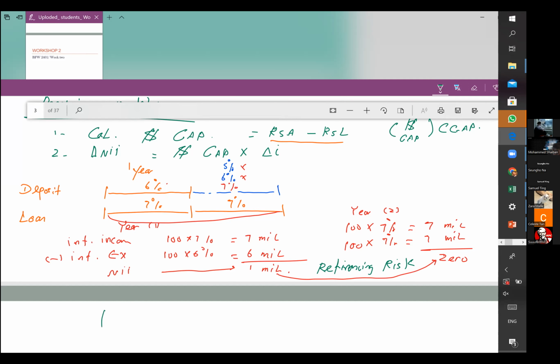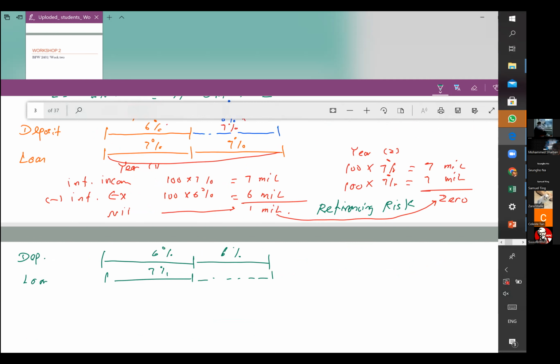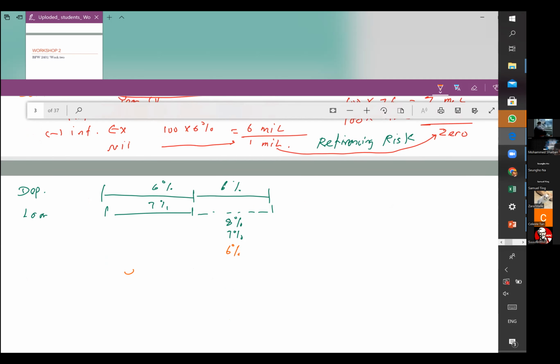You can flip it and say the deposit is for 2 years at 6% and 6%, and the loan is only for 1 year, and I don't know what would happen in the second year. If this is 7%, in the second year these people give me my money back and I have to look for another borrower. Another borrower could take it at 8%, which is good for me, or stay at 7%, but the problem is if it goes to 6%. If you do the same calculation for the first year, you will find interest income of 7 million, interest expense of 6 million, and I have 1 million here.